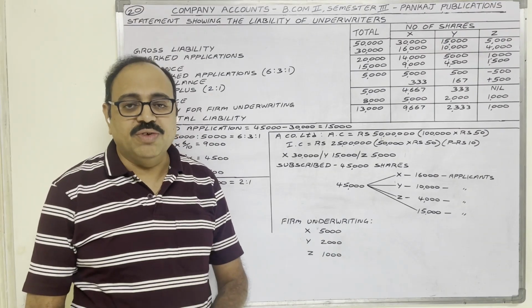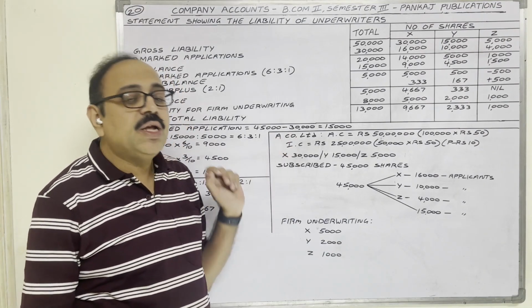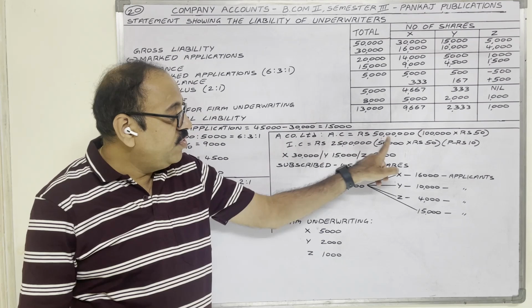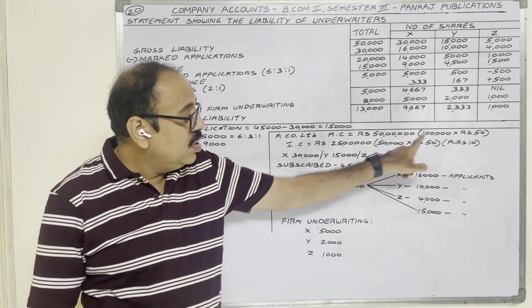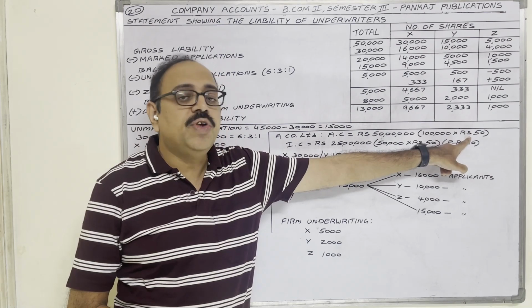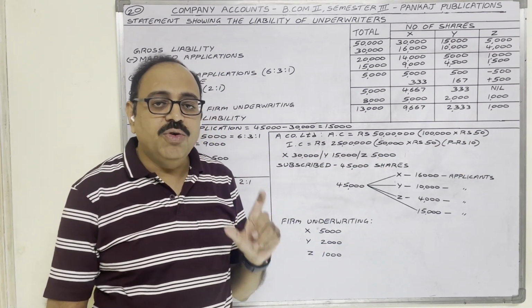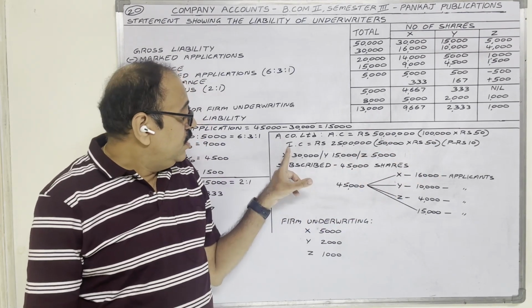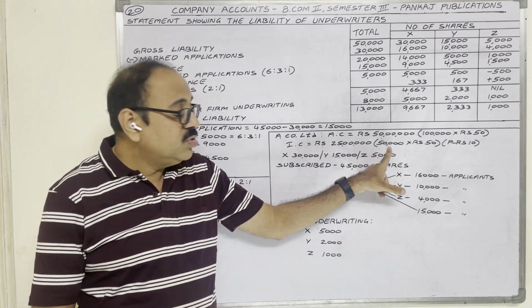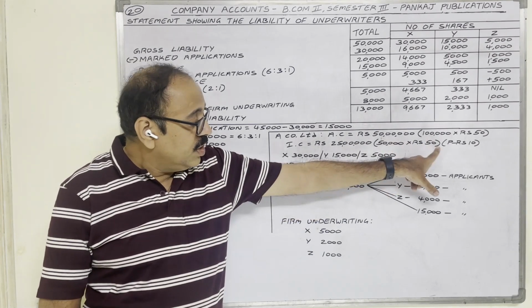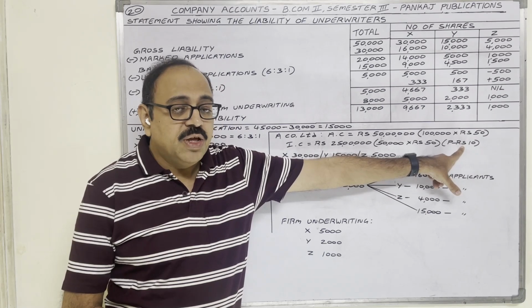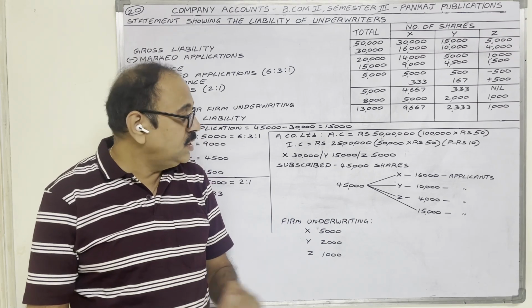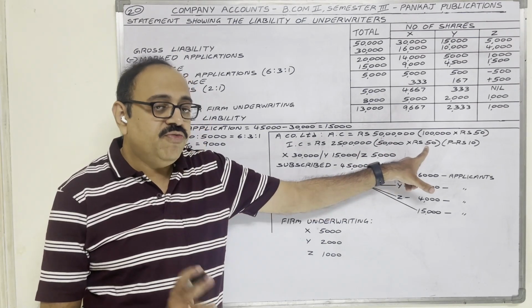Let us understand the question first. There is one public limited company, A company limited. Their authorized capital is 50 lakh rupees divided into 1 lakh shares at the rate of 50 rupees each. So one share's face value is 50 rupees and the authorized capital is 1 lakh shares. The issued capital is 50,000 shares, issued with a premium of 10 rupees. That means the issue price is 60 rupees per share.